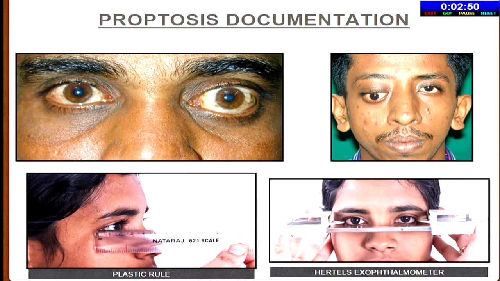So coming to proptosis documentation, this is the way we have to measure. Most commonly we measure by doing the Hertel's. Hertel's is the most common method used for documenting proptosis. In case you don't have it, you can also take a simple plastic ruler, keep it at the lateral orbital rim at the level of the lateral canthus, and look where the corneal apex is seen on the scale.